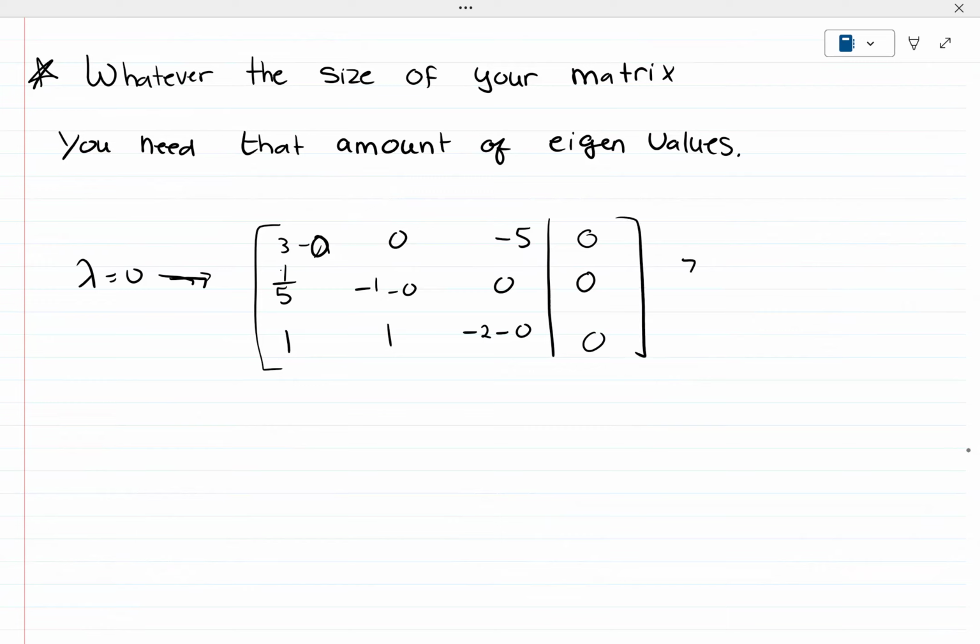So what I'm doing is basically doing this. I'm doing 3 minus lambda, and then -1 minus lambda. This is -2. This lambda is 0. And then these are the same numbers as matrix A. Okay. So then we've got to do some augmenting. So let's clean this up. So yeah, this augment.